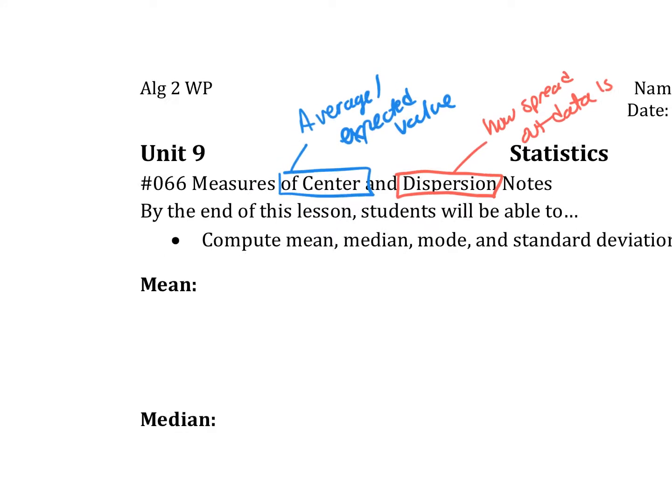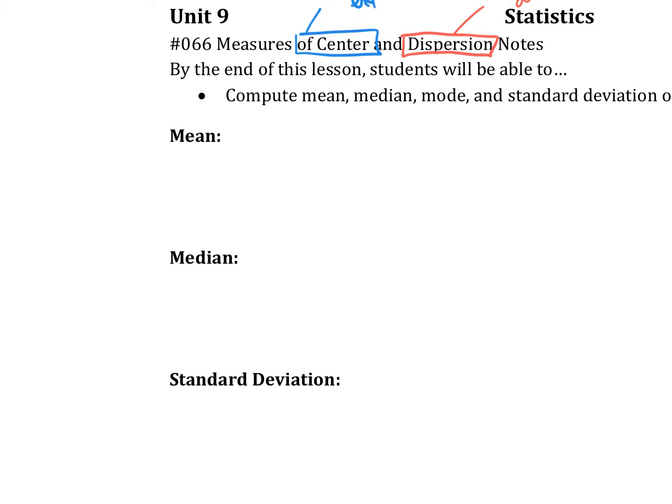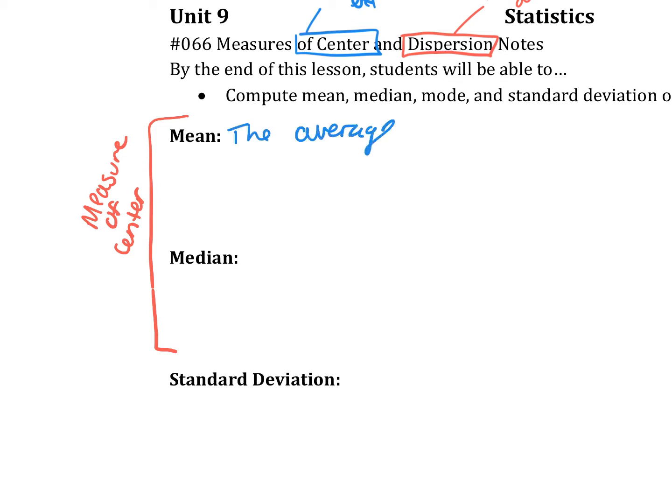So we're going to start with measures of center first. So mean and median are two of our common measures of center. We're going to learn about mode in a minute as well, and that's also a measure of center, but we're going to start with mean and median. So the mean is the average data value, and we use the symbol X with a bar on top to denote the mean.